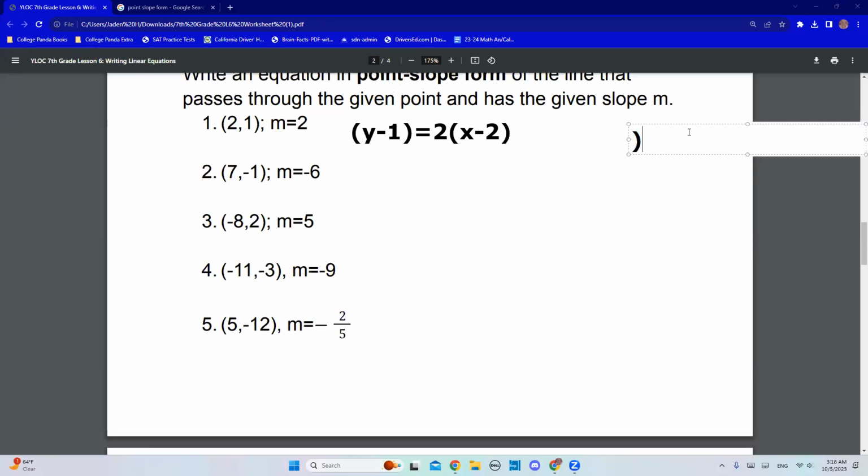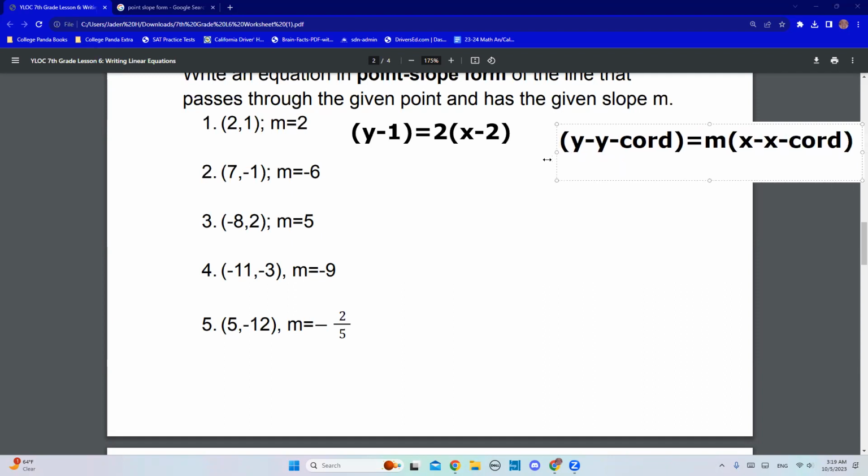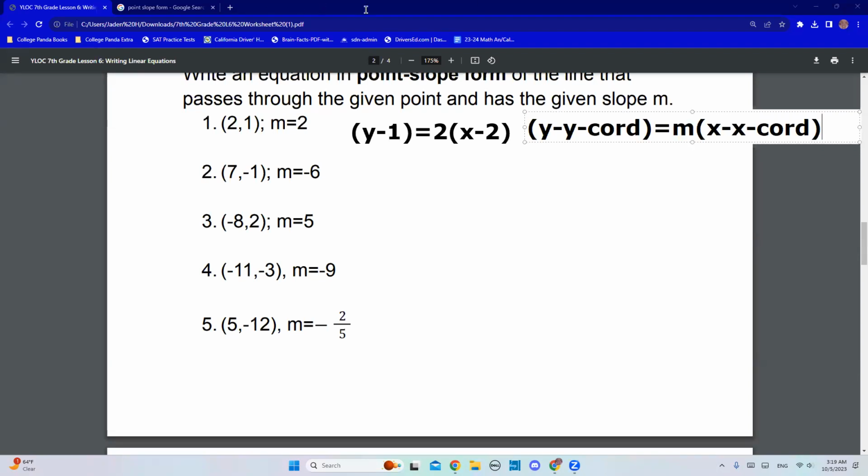It's basically y minus the y coordinate equals m times x minus the x coordinate. So even if the x coordinate or y coordinate is positive, it would still be minus, since you're just plugging in the coordinate. So it'd be y minus 1 and x minus 2.